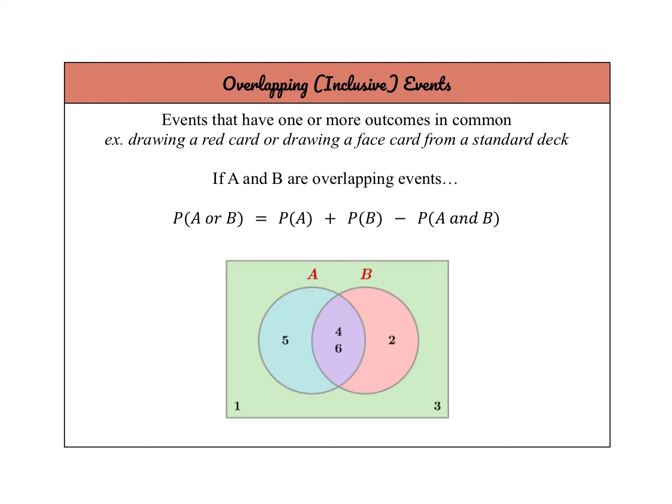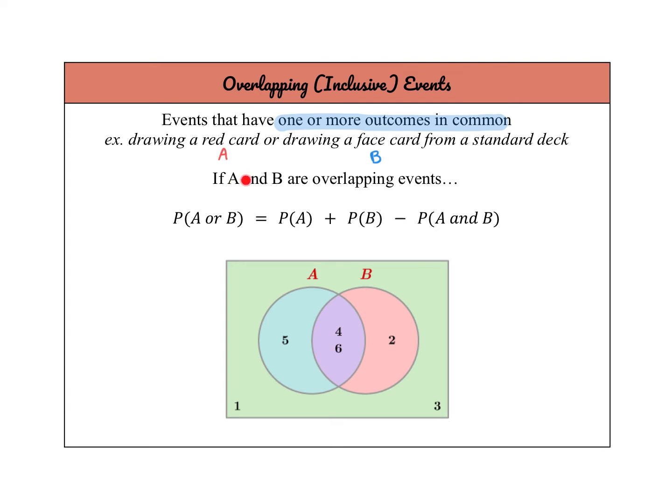So now we're going to talk about overlapping events, which are sometimes called inclusive events. So overlapping events are events that have one or more outcomes in common. So there can be times where both of the outcomes occur at the same time. So for example, if you're drawing a random card from a standard deck, if you're drawing a red card or drawing a face card, let's call the red card event A and the face card event B, there are going to be times when you draw a card that is both red and a face card. So there are some events that are overlapping. So these two events are not mutually exclusive.